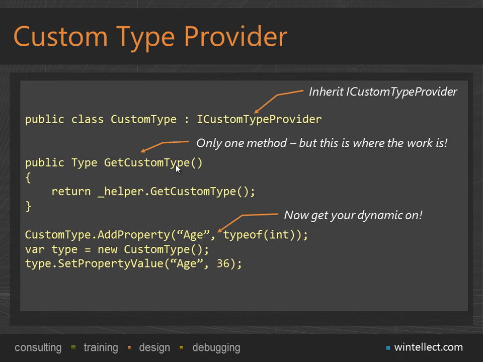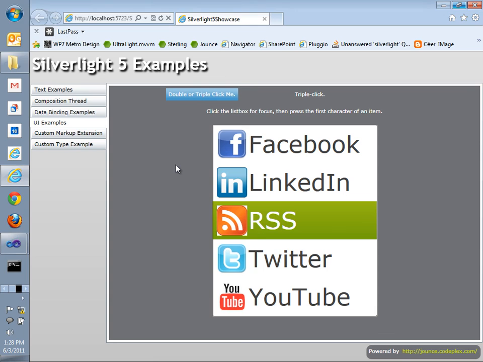So in this case, I've created a custom type. I'm adding a property called age, that's an integer, making an instance of that type, and then setting that age value. This age did not exist before now, but literally in my data binding, I can now bind directly to age, and it will work. Totally bindable. So let's do a demo of that.